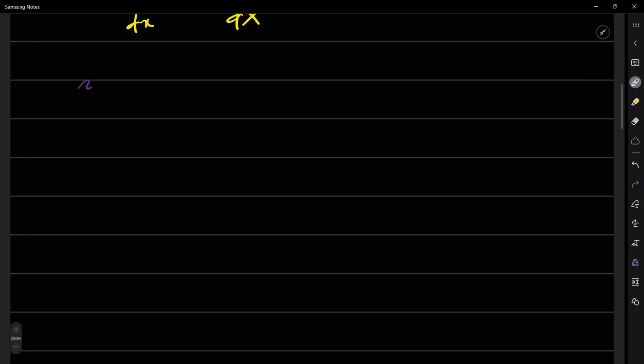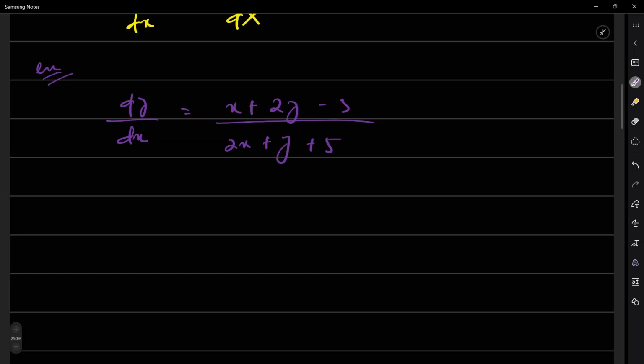Now take an example. Say dy by dx is equal to x plus 2y minus 3 divided by 2x plus y plus 5. So here we can see that the coefficient of x is 1 and here is 2. The coefficient of y is 2 and here is 1. So 1 by 2 is not equal to 2 by 1. Hence we can proceed with the homogeneous method.